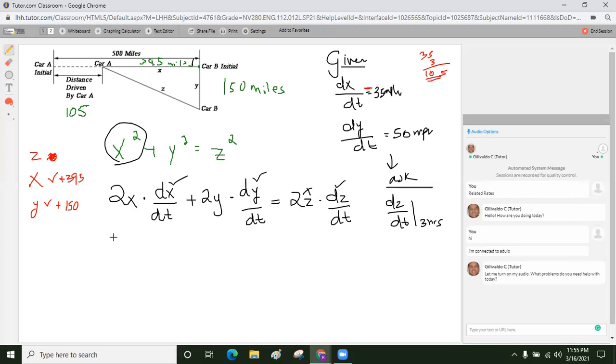Okay, sounds good. So it seems like we have the Pythagorean theorem, and now we just need to solve for Z, the distance. That's correct. So I clearly have X and Y. So I could say that 395 squared plus 150 squared is equal to Z squared.